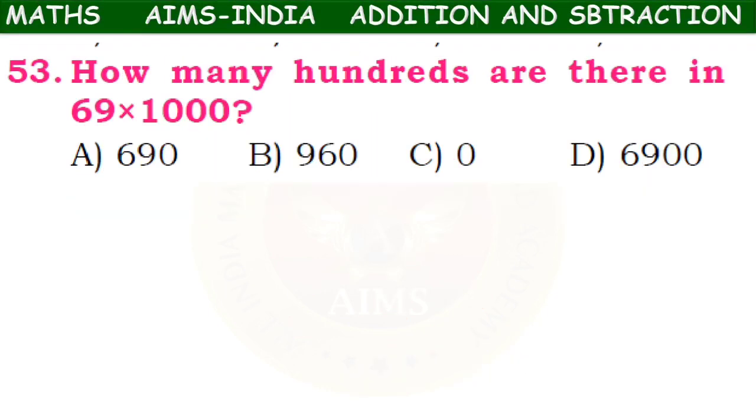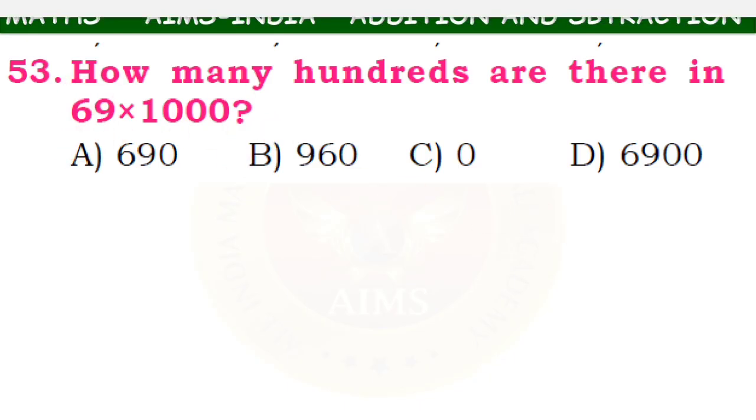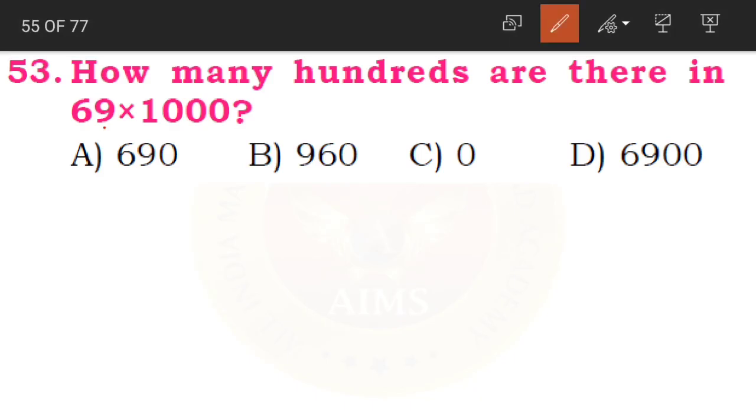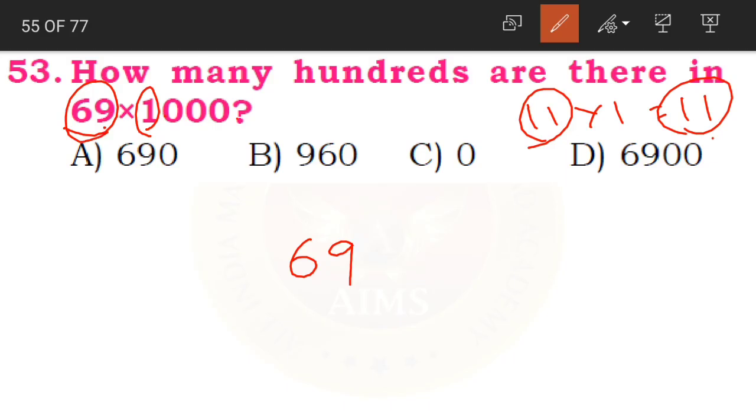Clear, children? Moving on to question number 53. How many hundreds are there in 69 into 1000? See, 69 into 1000, how to calculate? Take the non-zero numbers. 69 ones are 69. Any number into 1 is equal to the number itself. 11 ones are how much? 11. In the same way, 69 ones are 69. And after 1 we are having 3 zeros here, so I will write 3 zeros.